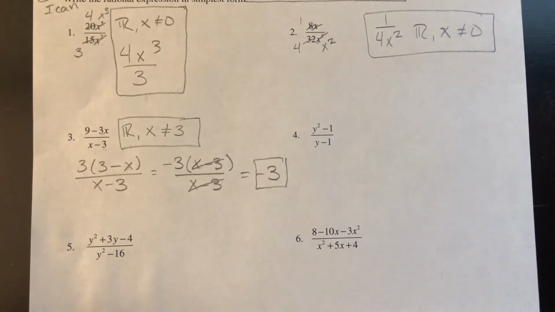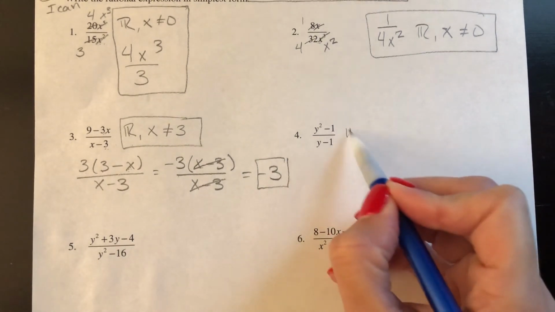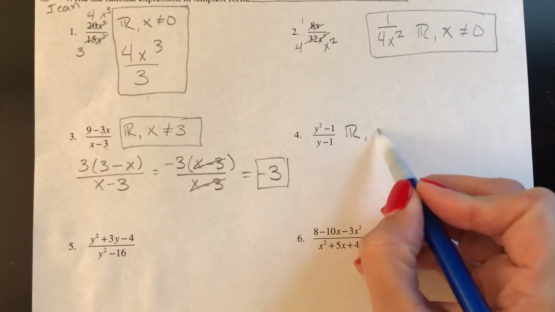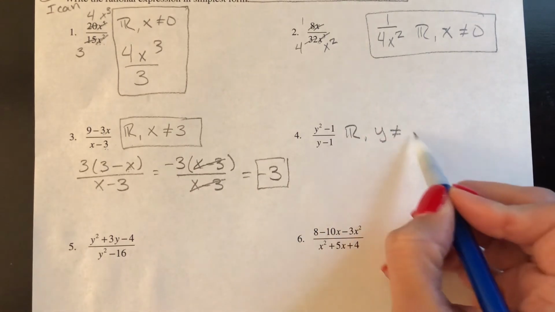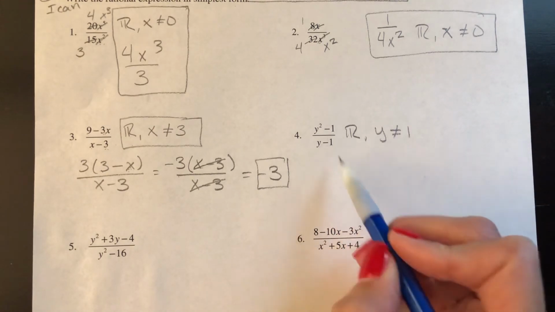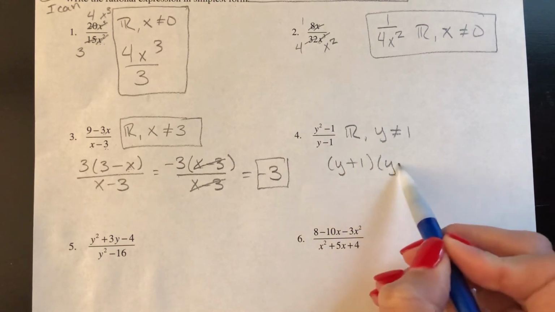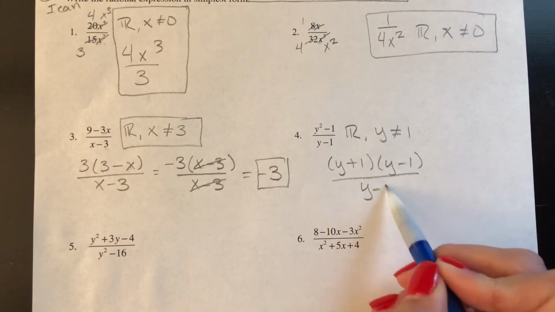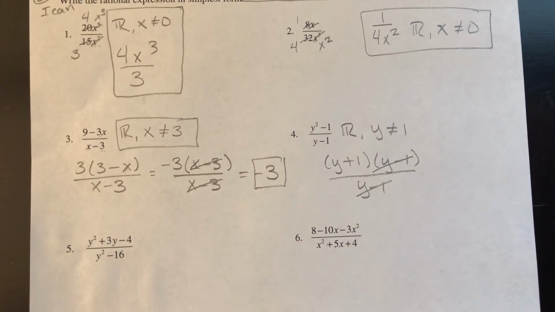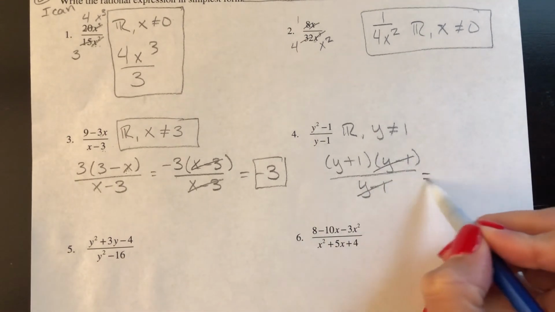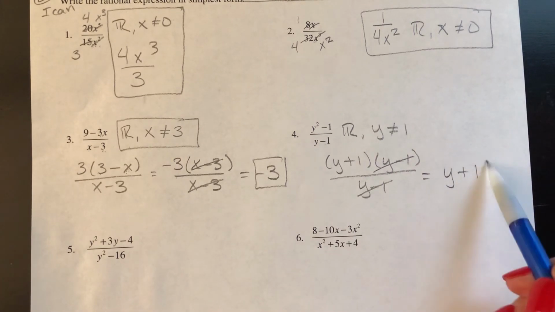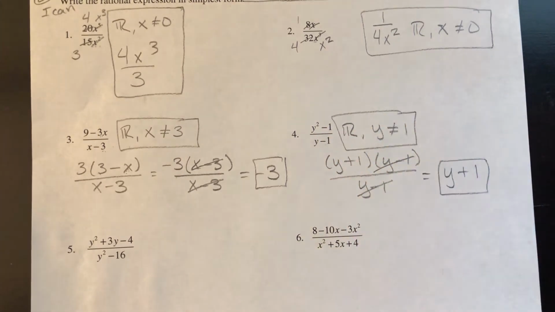All right, try number 4 on your own. Okay, so number 4, I'm looking at the domain first. So this is going to be all the reals except y cannot be positive 1. And then I'm going to go ahead and factor what I can. So this is a difference of squares, so that's y plus 1, y minus 1 over y minus 1. Divide out the common factors, and then I'm left with y plus 1 with my domain there. Okay, try 5 and 6 on your own.